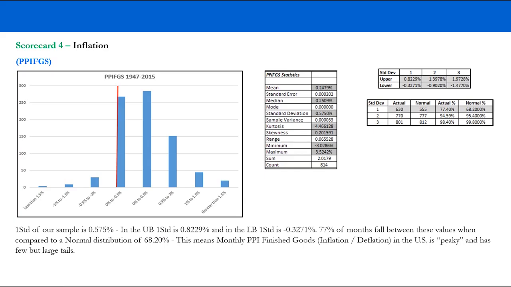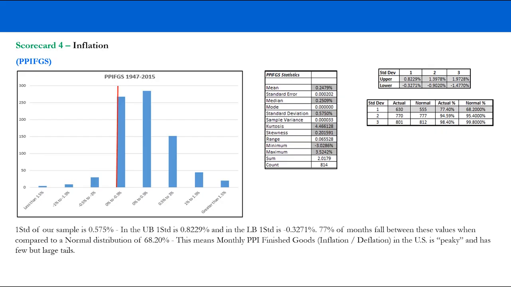What happens when we look at the distribution from the perspective of standard deviation? Well, one standard deviation of the sample, so one standard deviation of all of this data is 0.575%, as confirmed in the descriptive statistics. In the upper bound, one standard deviation is 0.8229%, and in the lower bound, minus 0.3271%, and 77% of these months of the data falls between these values.